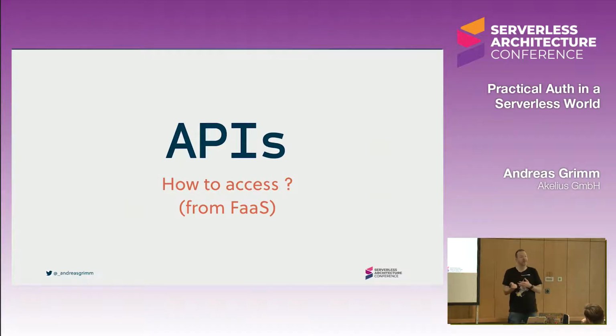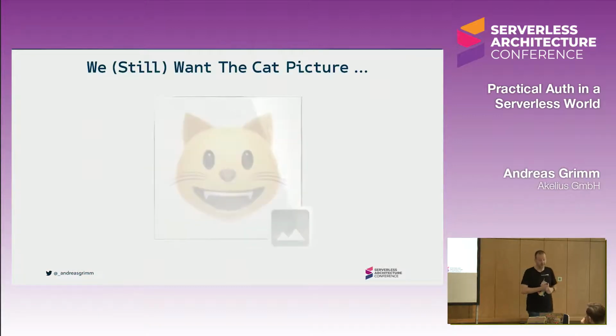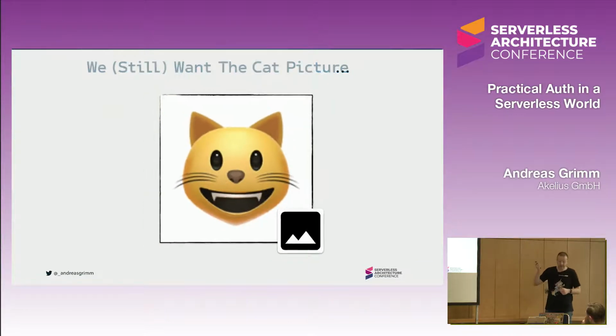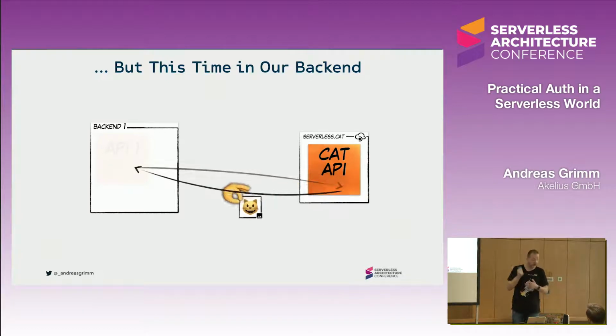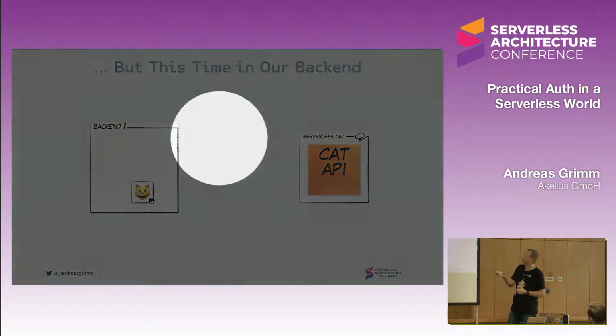And this API that we access itself does not need to be serverless. In this example, it's irrelevant. In the demos that I used, it is serverless. But this backend, which is a function as a service that now accesses this API, this is serverless. And back to our example, just think we still want this cat picture, but now not in the front end, but in the back end.